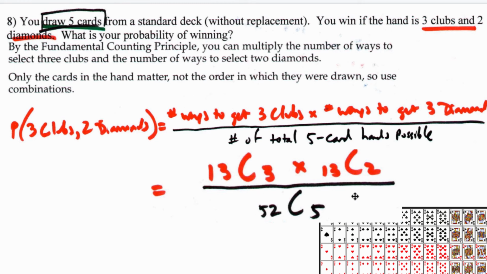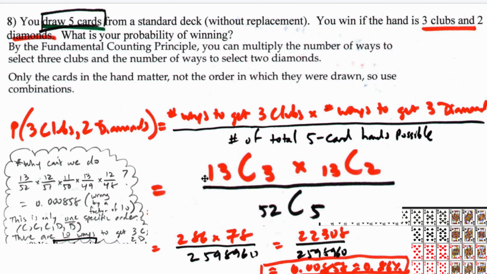And so again, the denominator is 52C5 because we're drawing 5 from 52. And the numerator, 13C3 because there's 13 clubs. I'm picking 3 of them. And there's 13 diamonds and I'm picking 2 of them. We multiply that together. Okay, and so it was a crazy small probability, but this is very similar to what you do for this one.